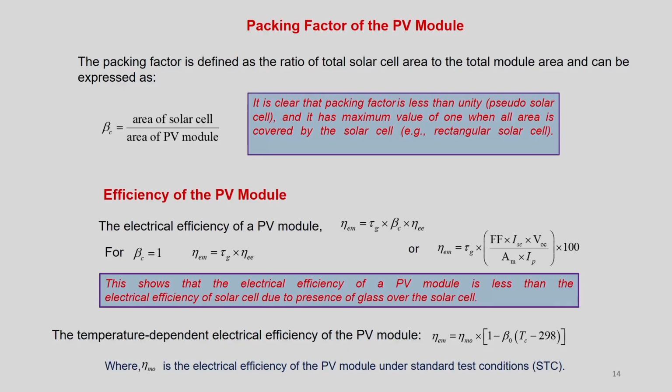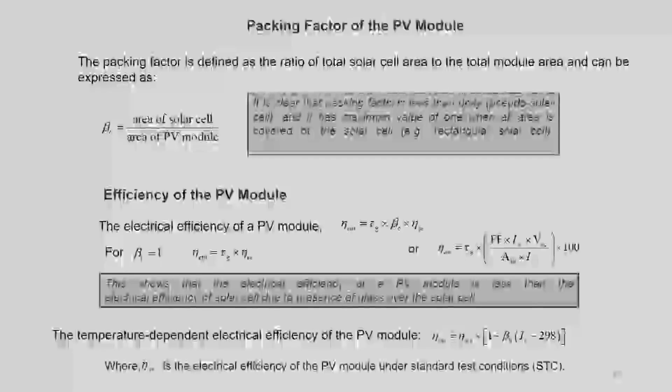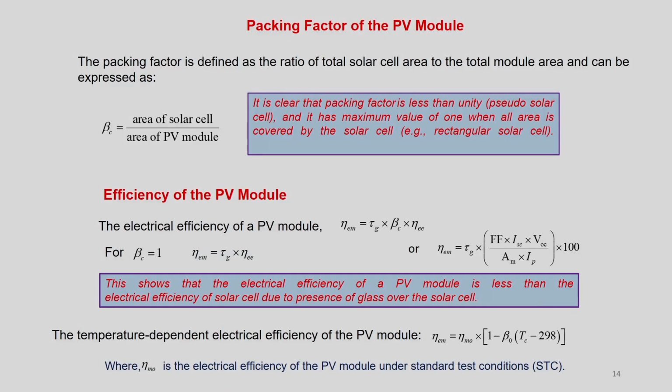So, now let us learn the packing factor of a module. As I said before, packing factor plays a key role in maximizing the efficiency of a PV module, right. So, how is the packing factor defined? Okay. It is defined as the ratio of the total area of the solar cells to the area of the module, right. So, it is clear that packing factor is less than unity, okay, and it has a maximum value of 1 when all the area is covered by the cells. Okay. So, if we take this module and all the area of the module is covered by the cells, then its packing factor will be 1.